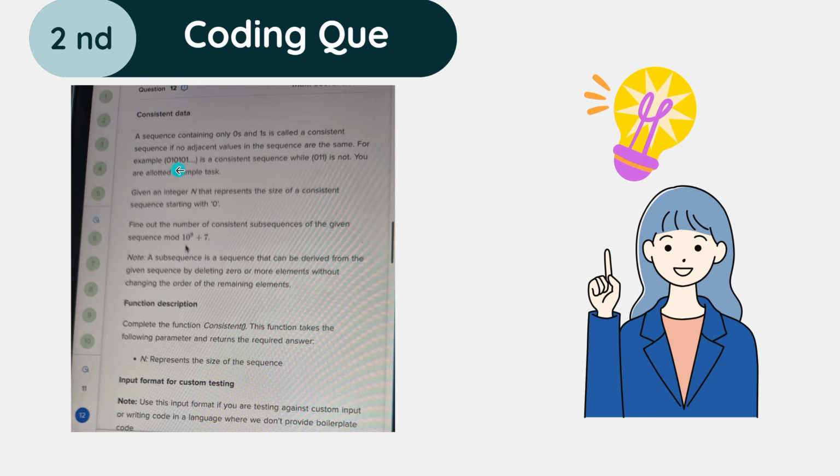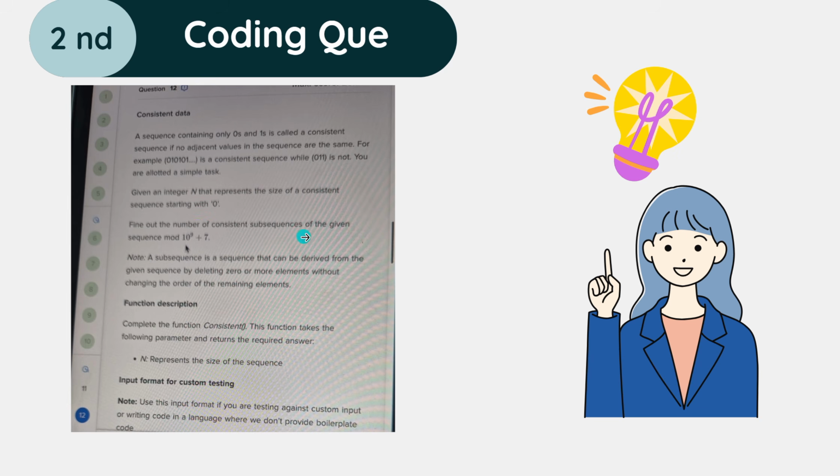For example, 0 1 0 1 0 1, that means no adjacent values, meaning 0 0 are not side by side. In a consistent sequence, that is not allowed. Okay, this is a consistent sequence. Given an integer n that represents the size of the consistent sequence starting with 0. Your sequence is starting with 0.